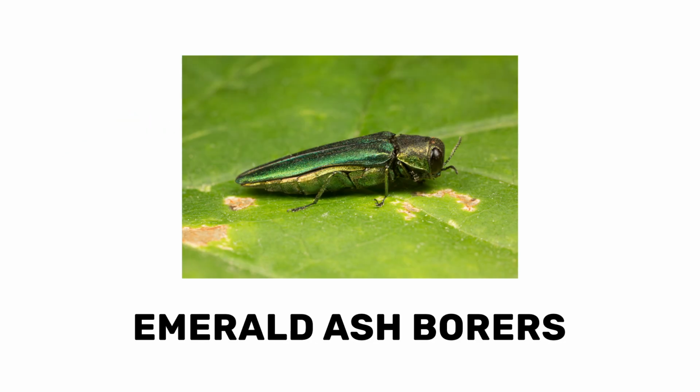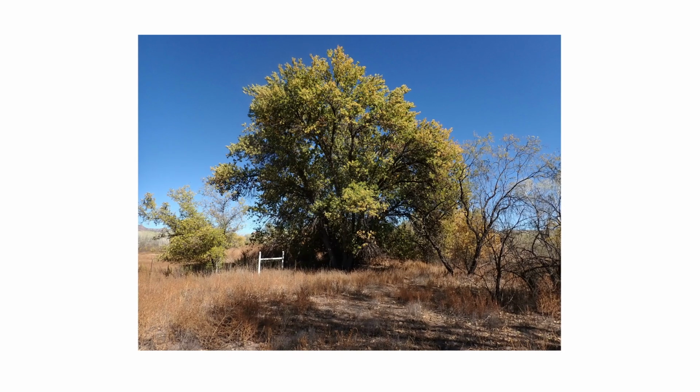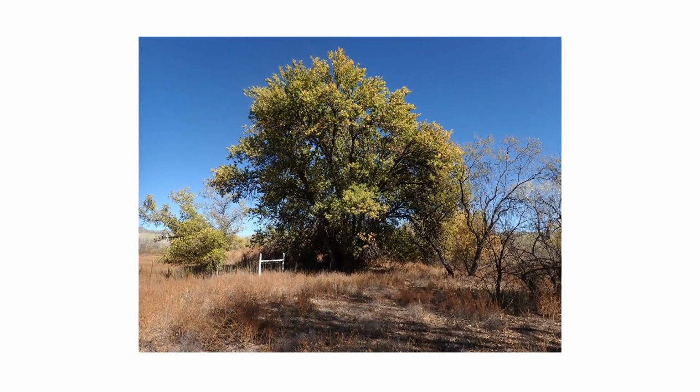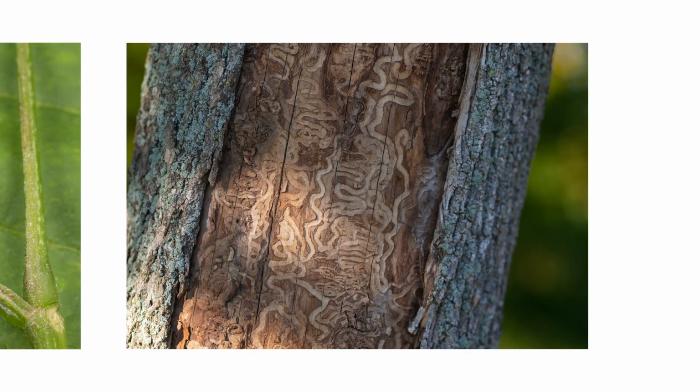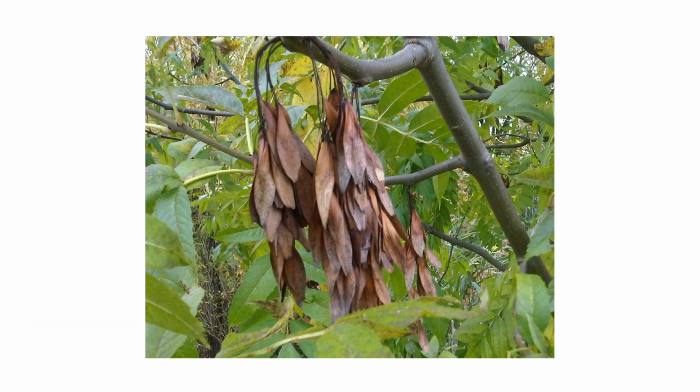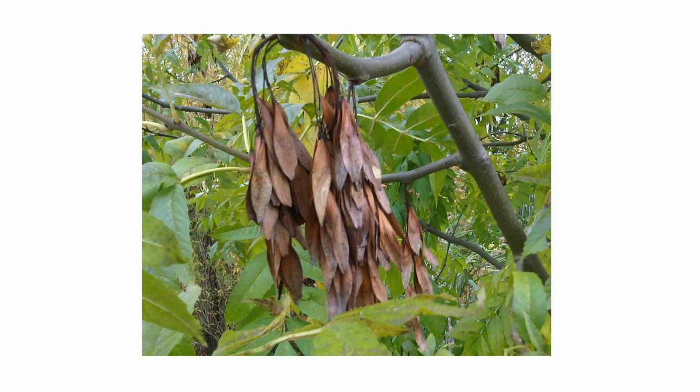Emerald ash borers are invasive insects now found throughout the US. These insects target ash trees and several other types of trees. Adult beetles feed on leaves, and the larvae hatch and develop underneath tree bark, disrupting a tree's flow of nutrients. Continued feeding activity may lead to a decline in the tree's health.